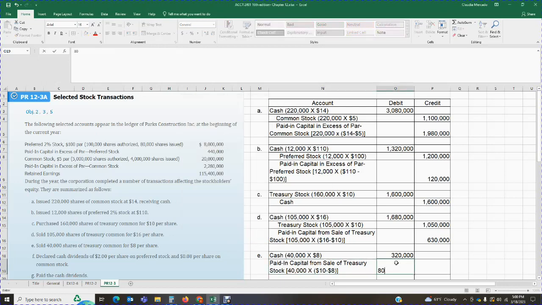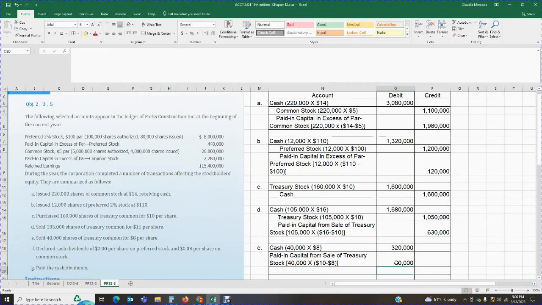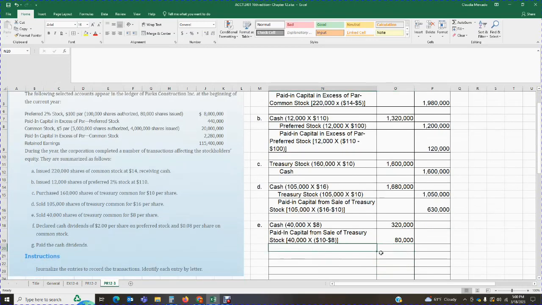Now this is going to be on the debit side because this is kind of like a loss. We're selling it for less than what our stock is worth. We're selling it for $8 when our par value is $10. So if you have a discount, your paid in capital account is going to be debited. If you're selling at a premium, your paid in capital from the sale of the account is going to be a credit.